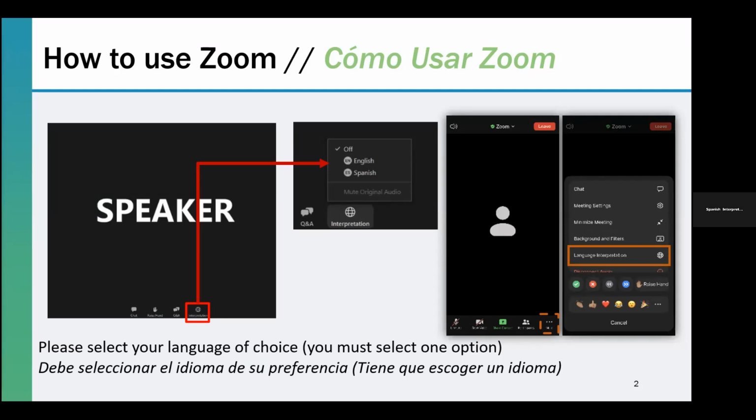When it's your turn to speak, please remember to be loud and clear and speak at a moderate pace, as the interpreter will be interpreting simultaneously into the other language.